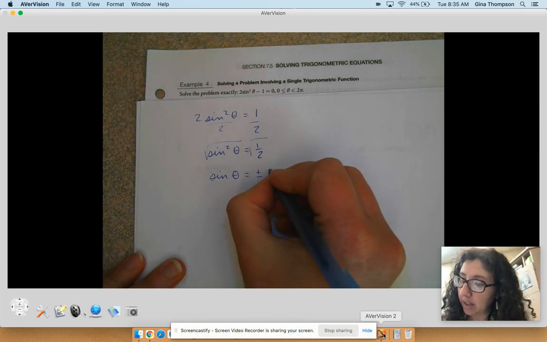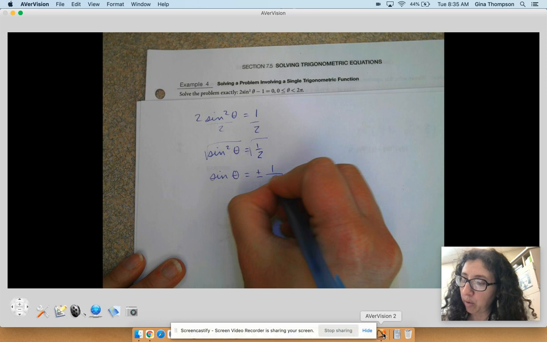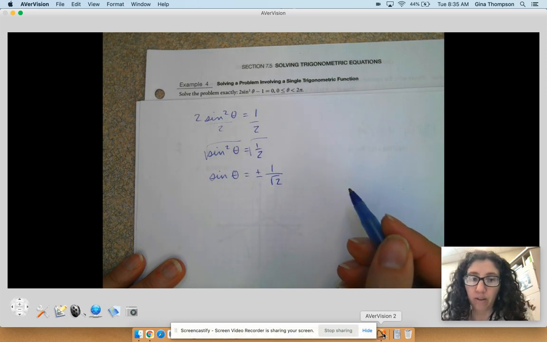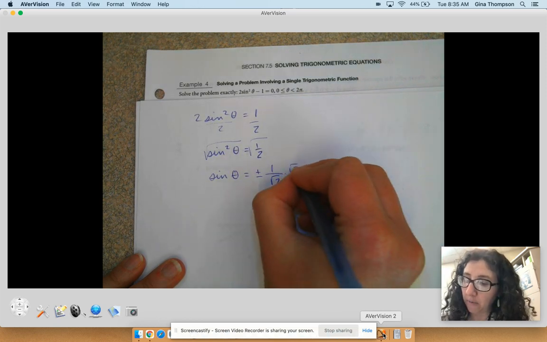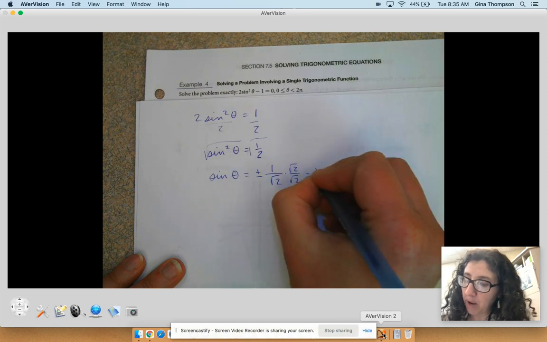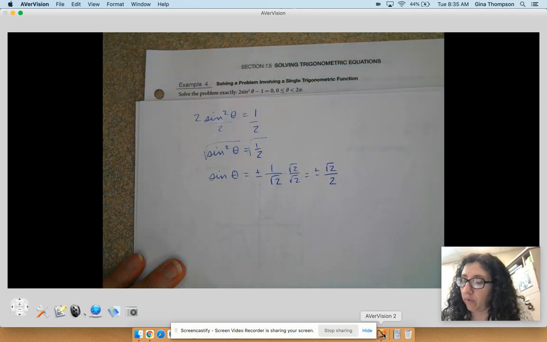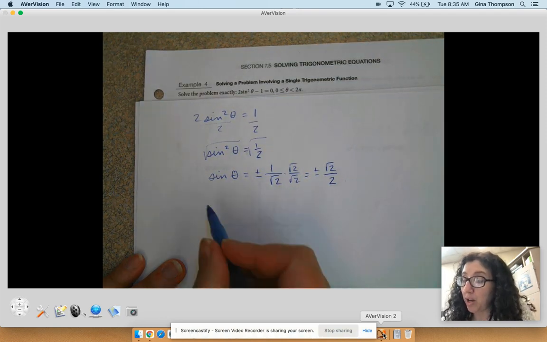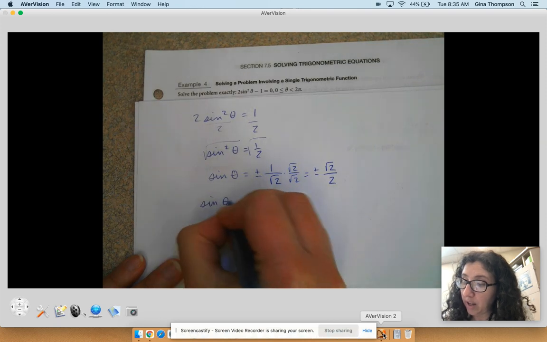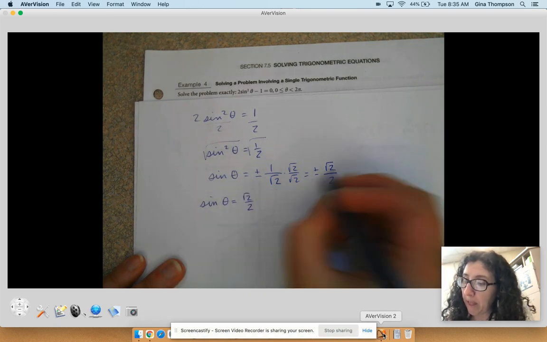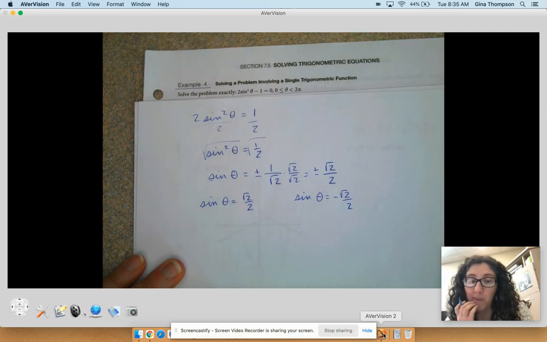So plus or minus, and I'm going to write this as 1 over the square root of 2, right? And then I'm going to rationalize that. So I'm going to get plus or minus the square root of 2 over 2, so that this looks like something in our table. Okay, so now we have two questions. One is, where is sine of theta equal to positive square root of 2 over 2? And where is it equal to negative square root of 2 over 2? And at least at first, it's probably a good idea to separate those two equations out, just because they're really two different questions, right?